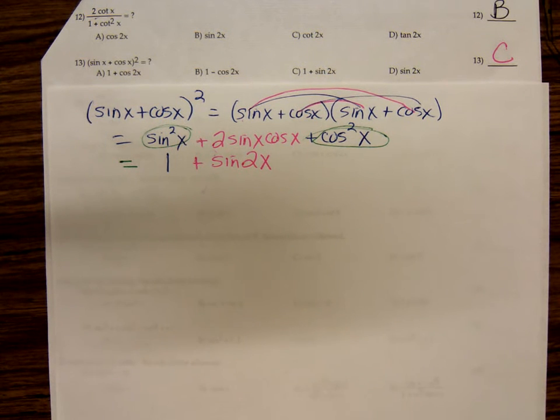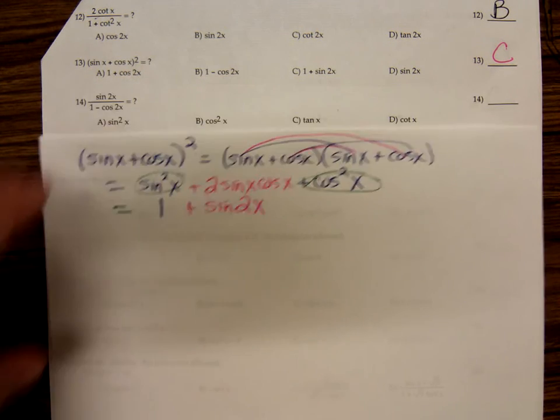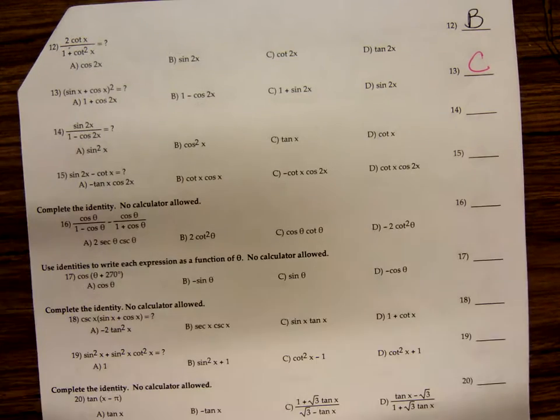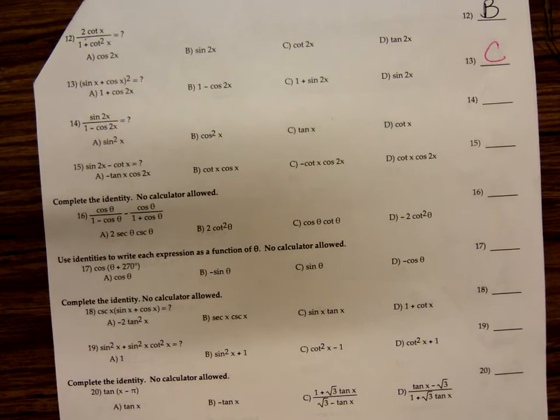Any questions? What about number 14? Ooh, now number 14 takes a little thought. If you look at it, there are 2 double angles in there. Sine 2x and cosine 2x.